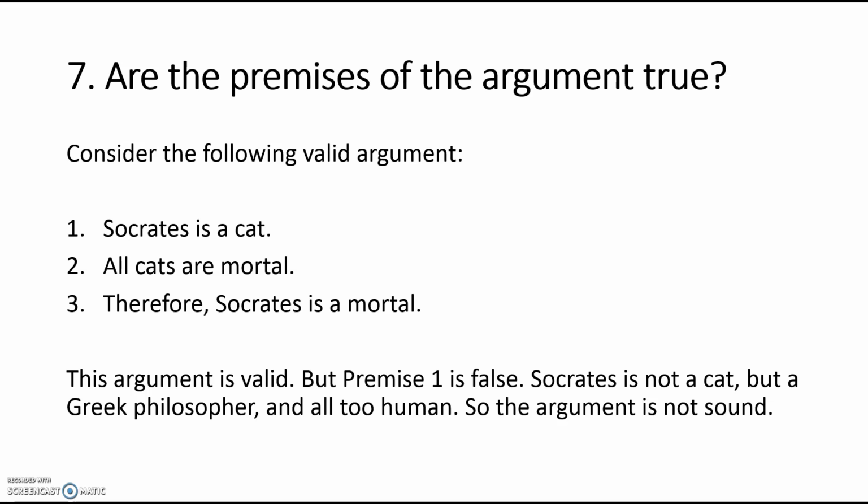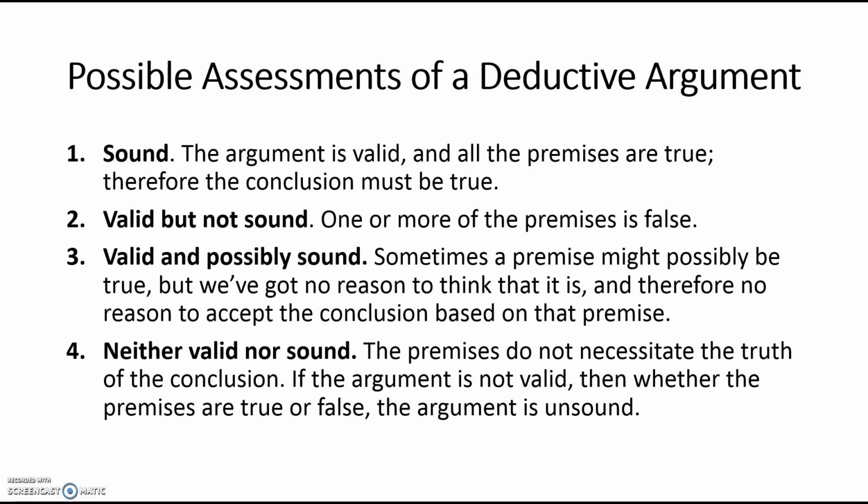Okay, so consider the following valid argument. Socrates is a cat. All cats are mortal. Therefore, Socrates is mortal. Not immortal, but mortal. Now, this argument's valid, but premise 1 is false. Socrates is not a cat, but a famous Greek philosopher, and all too human. So this argument is not sound even though it's logically valid. Of course, you could have other examples where it is sound.